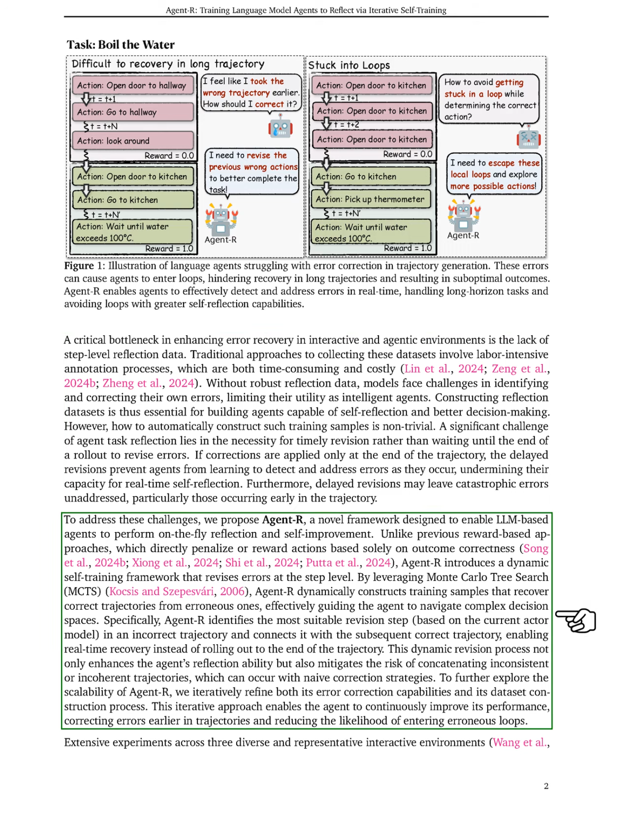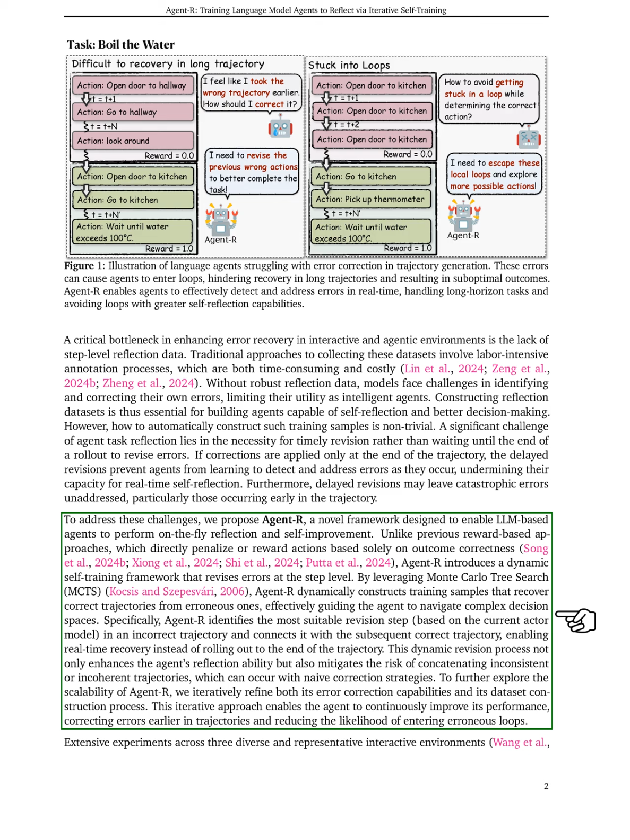Unlike previous methods that focus solely on the correctness of outcomes, Agent R employs a dynamic self-training approach that corrects errors at each step. By using Monte Carlo tree search, MCTS, Agent R creates training samples that help recover correct paths from incorrect ones, guiding agents through complex decision-making. Specifically, it identifies the best point to revise an incorrect trajectory and connects it to the correct path, allowing for immediate recovery rather than waiting until the end. This process enhances the agent's ability to reflect and reduces the risk of creating inconsistent trajectories.